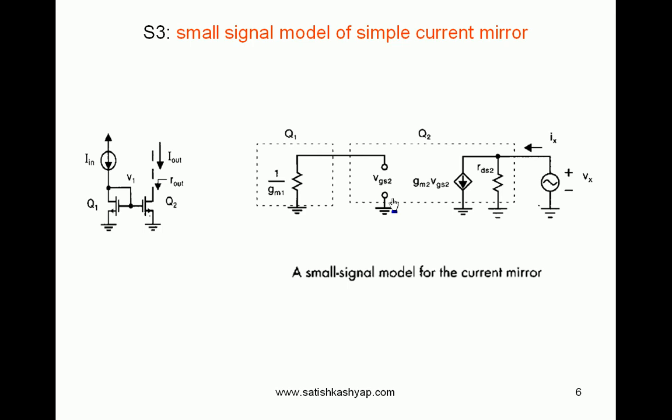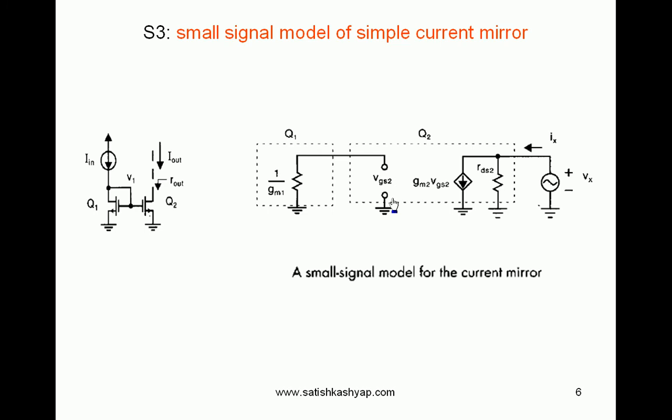Now to calculate the output impedance of this current mirror, we must apply some test voltage, that is Vx, which results in Ix current. The ratio of Vx by Ix is nothing but the output impedance. Look at this small signal model carefully. What is the value of VGS2 here? What is the value of VGS2?